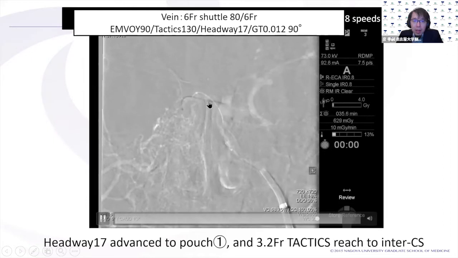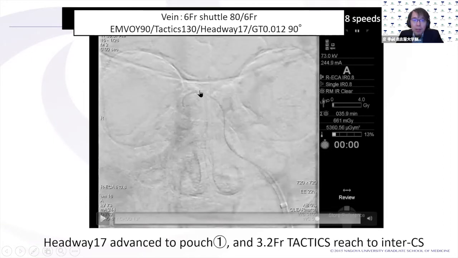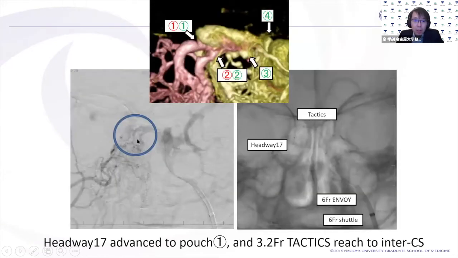And then the distal access catheter was also advanced to the intercavernous sinus. This is very important for tight packing of the intercavernous sinus. Here is the tip of the microcatheter and the tip of the distal access catheter. Tactics is a Japanese domestic catheter. The tip is 3.2 French and it is a very cheap catheter, so I like this one.